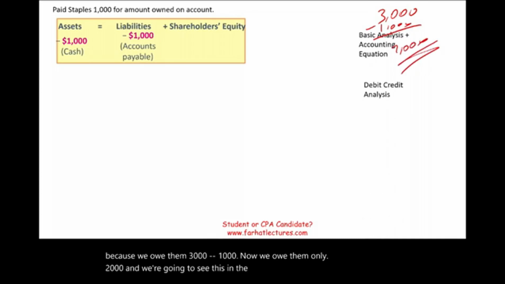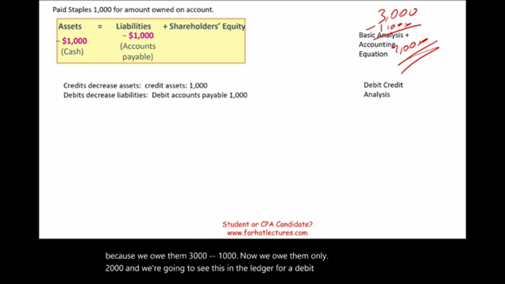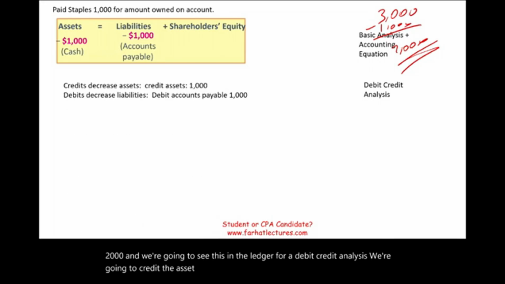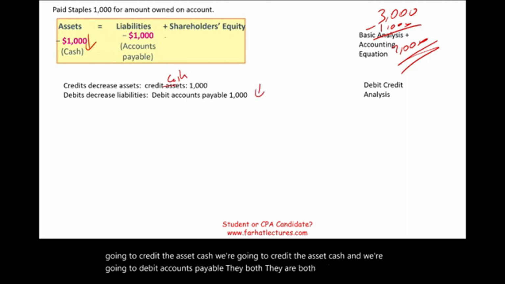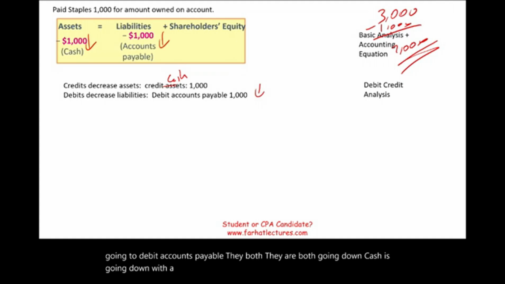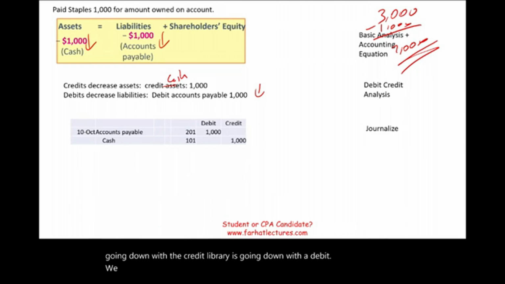From debit credit analysis, we're going to credit the asset cash, and we're going to debit accounts payable. They are both going down. Cash is going down with the credit. Liabilities going down with the debit. We journalize. We list accounts payable first. Debit accounts payable, credit cash. Then we post to the ledger.